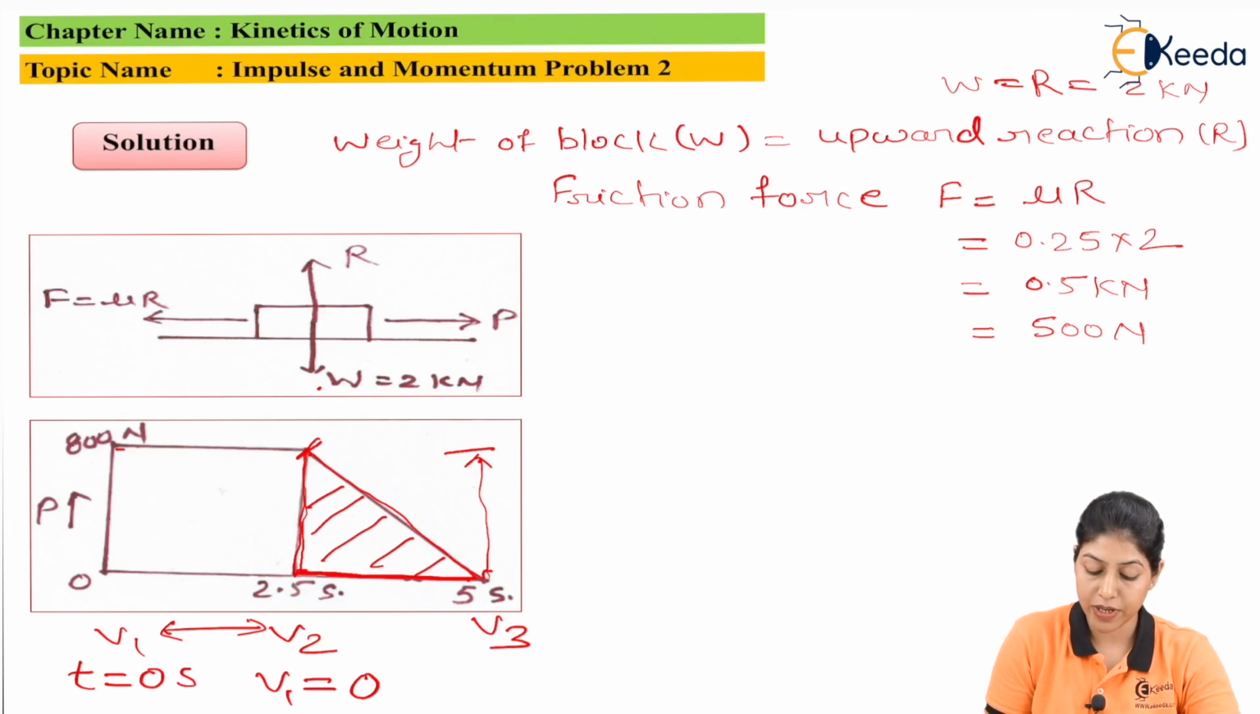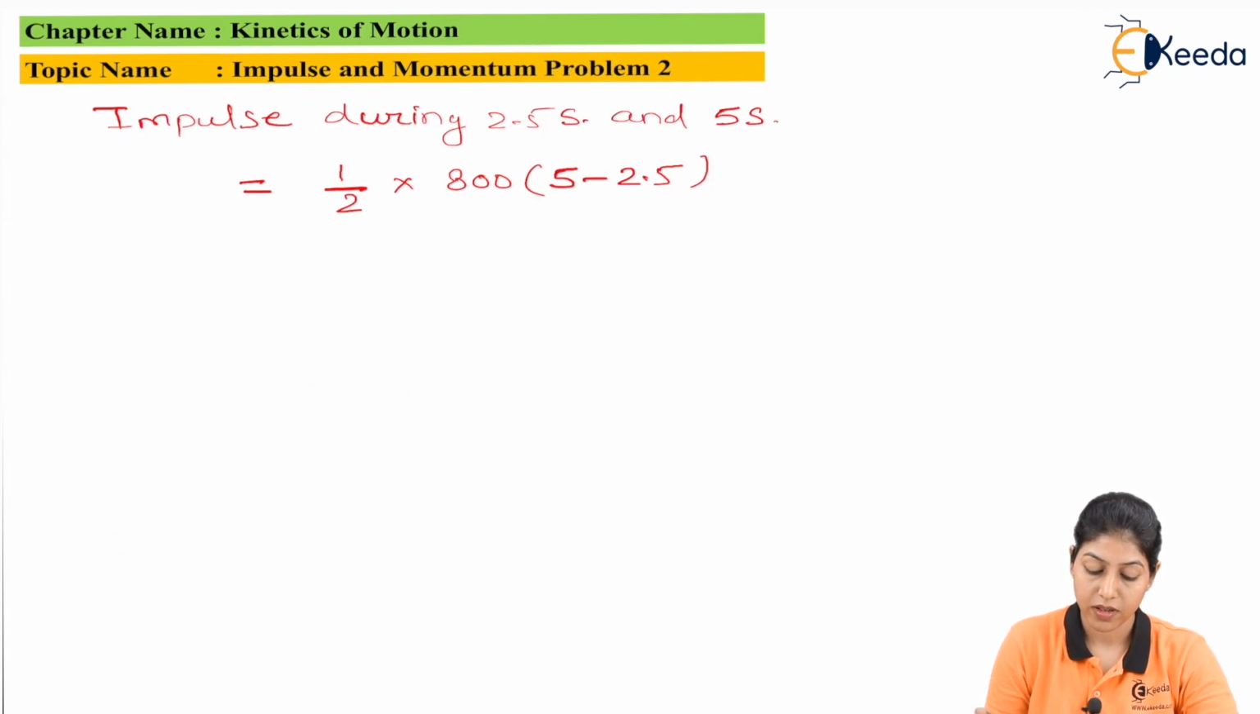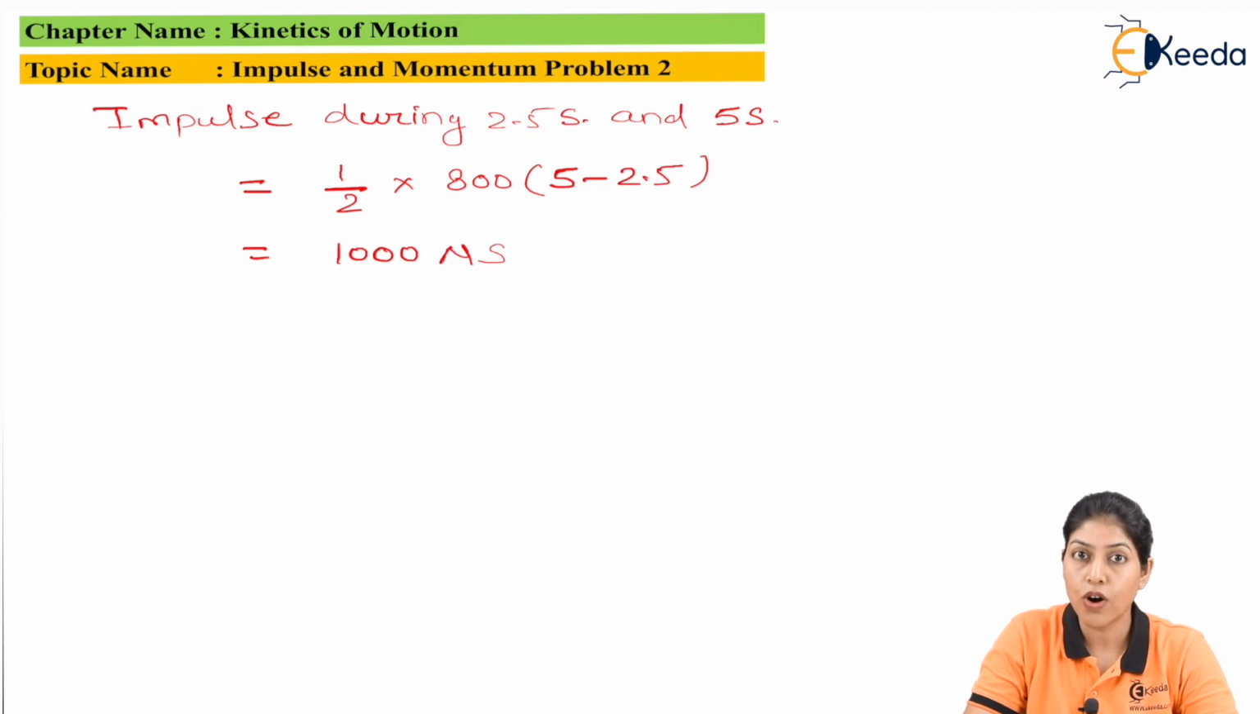Height we are representing as 800 Newton, from 0 to 800 Newton, and the base is 2.5 to 5, so it will be 5 minus 2.5. So the impulse between 2.5 second and 5 second we can determine by the area of the triangle. It will be 1 by 2 into 800 into (5 minus 2.5). So the value is 1000 Newton second.